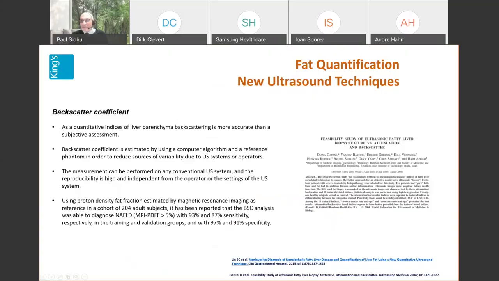This is a paper from 2004 by Diana Ghiattini's team in Israel, where they actually looked at fatty liver biopsy and texture and attenuation and backscatter. More recently, Lin et al. published in Clinical Gastroenterology and Hepatology in 2015 compared the backscatter with PDF, sensitivity and specificity using this technique. So early days, but it's coming through that you may use this to quantify the amount of fat in your liver.